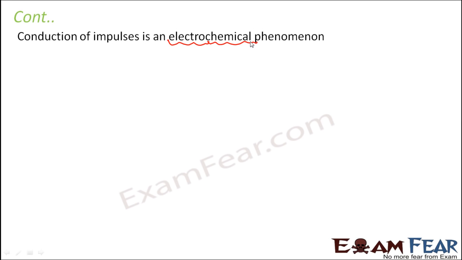So inside one neuron the information travels in the form of electrical impulse. From one neuron to another neuron it jumps in the form of chemicals called neurotransmitters. So that is why it is an electrochemical phenomenon.